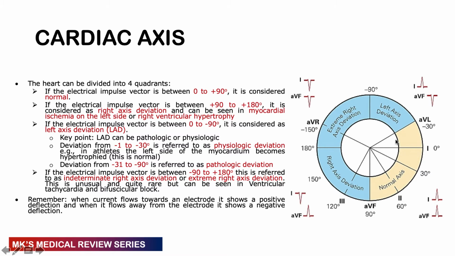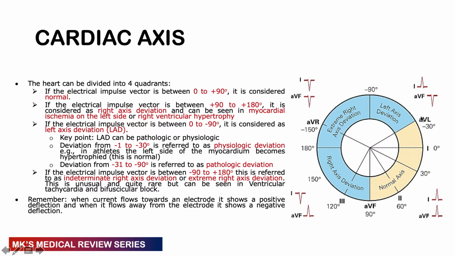Now, if it shifts towards this quadrant here, it means that it's shifting away from lead aVF. So if it's shifting slightly away from lead aVF, we'd expect this lead to give you a negative deflection because the impulse is no longer in this quadrant, but is shifting away from lead aVF. So it gives you a negative deflection in aVF. Then if it's moving towards lead 1, it will give you a positive deflection in lead 1. So your QRS complex in lead 1 will be facing upwards, and your QRS complex in lead aVF will be facing downwards. We call that left axis deviation.